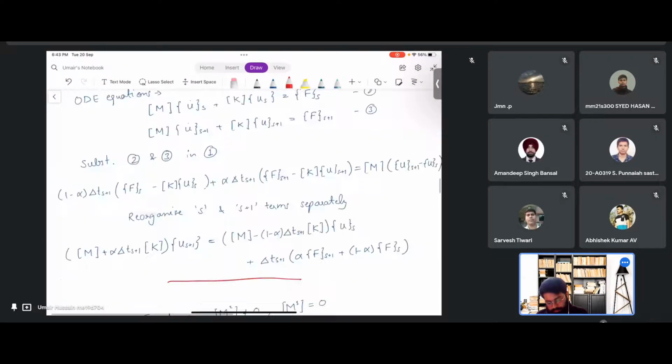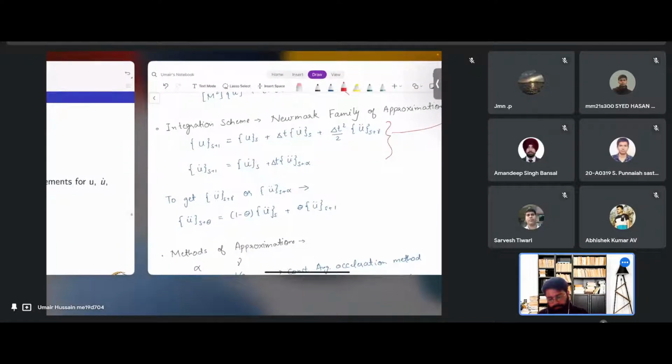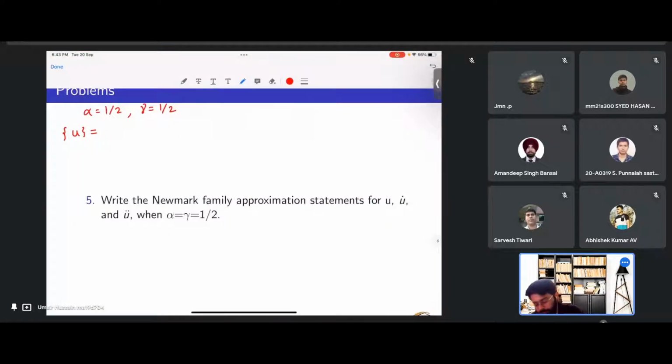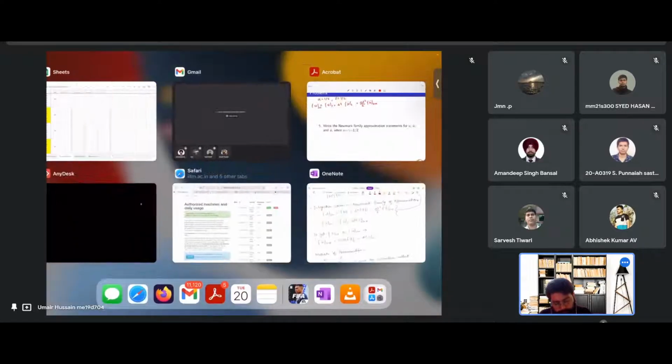So u_{s+1} equals u_s plus delta t times u dot s plus delta t squared by 2 times u double dot s plus alpha, I guess. Is it alpha? No, it's gamma. Sorry.